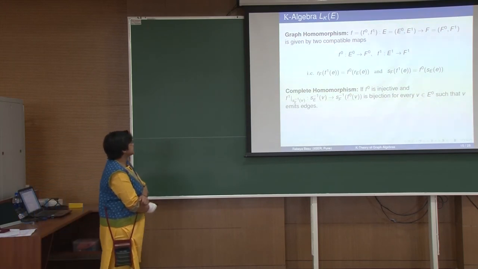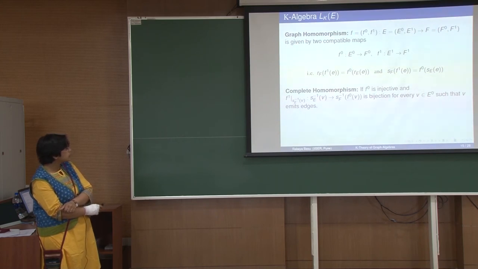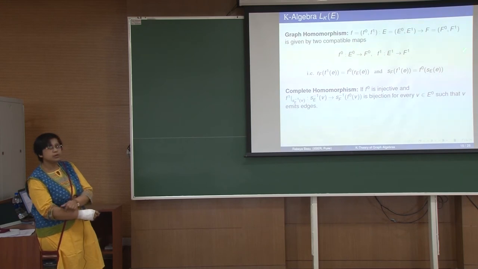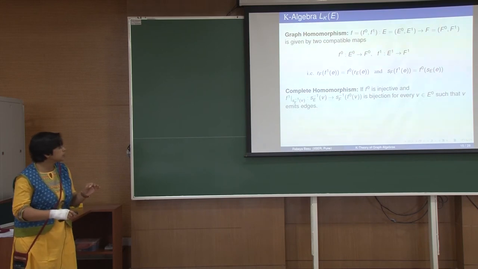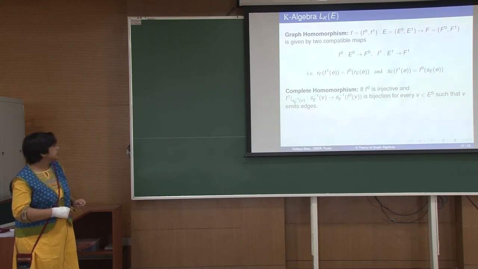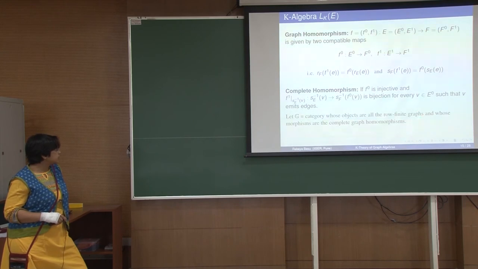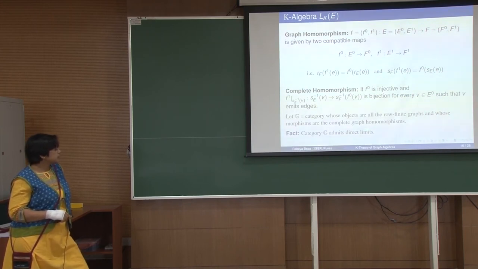Now, we need a special type of homomorphism to get an induced homomorphism at the Leavitt path algebra level. Here we have two graphs E and F and a graph homomorphism. Now we want to induce another homomorphism from L_K(E) to L_K(F). For that we need to define the complete homomorphism. We say that f is a complete homomorphism if f^0 is injective and f^1 restricted to s^{-1}(v) is a bijection for every v that emits edges. So let G be the category whose objects are row finite graphs and whose morphisms are complete graph homomorphisms. The fact is that this G admits direct limits. I am repeating this direct limits term.